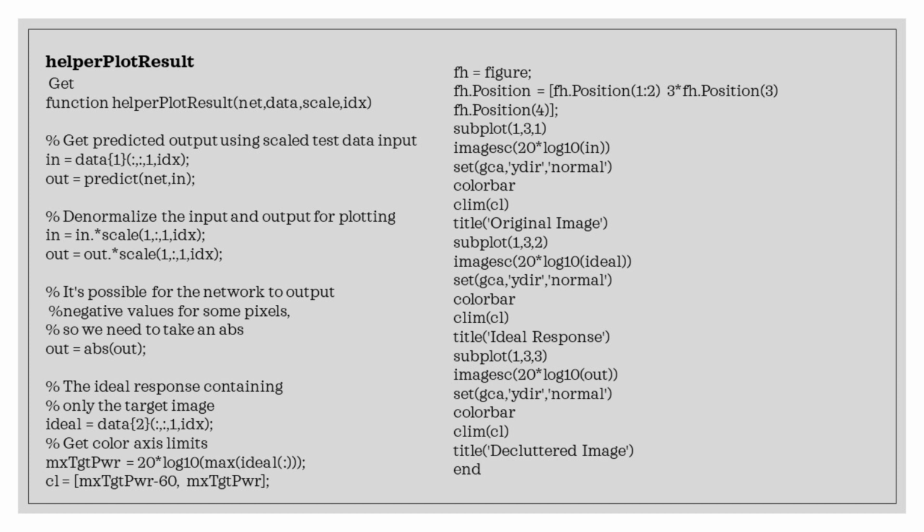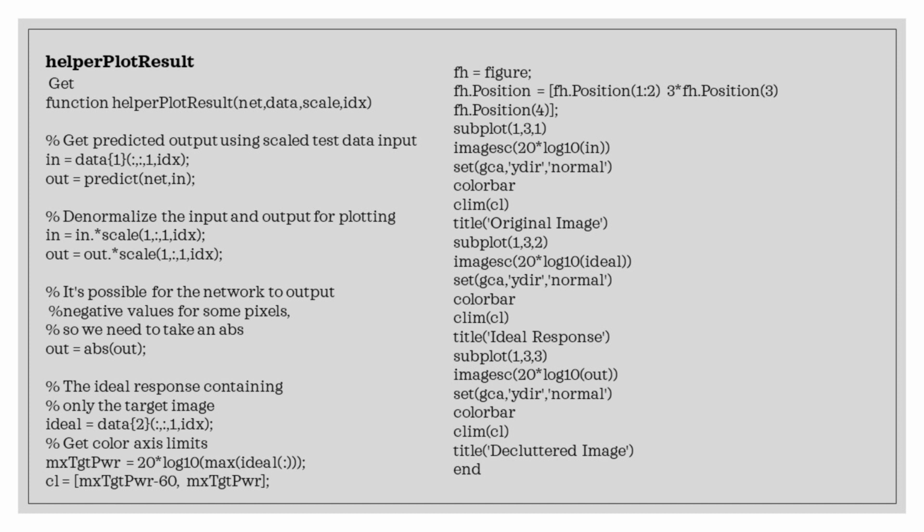subplot(1,3,1). imagesc(20 log10(in)). set(gca, dir normal), colorbar, clim(CL), title original image. This block of code sets up the first subplot to display the original input image, in. It converts the image to decibels, sets the color axis direction, adds a color bar, sets the color limits, and adds a title.